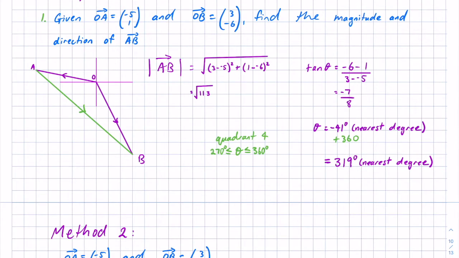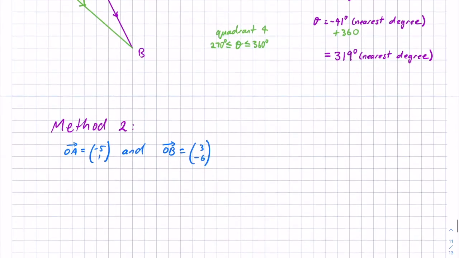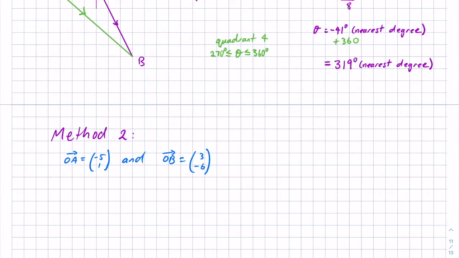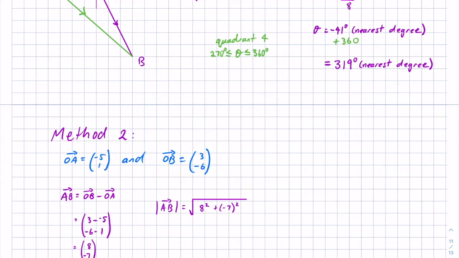Now I'm going to show you a second method for that one. So we know that OA was (-5, 1), OB was (3, -6). So AB is equal to OB minus OA. So let's go ahead and subtract them. So we get (8, -7). So our x is 8, our y is negative 7. Our magnitude is, of course, the square root of 8 squared plus negative 7 squared.